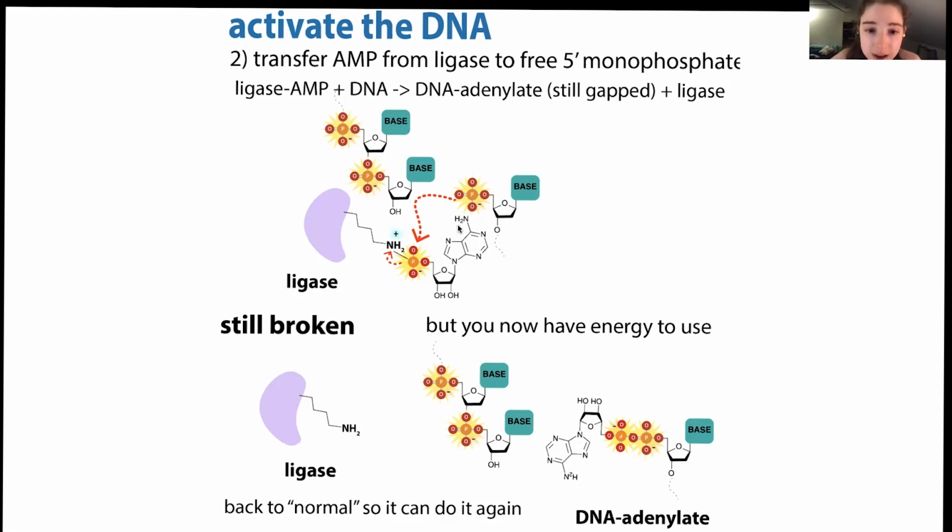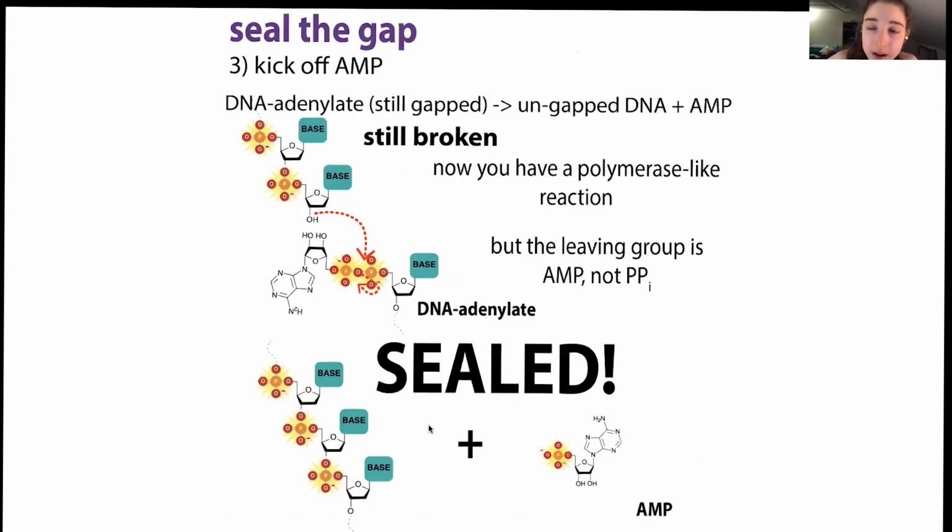And you can do this by having this oxygen attached to here and kick off this, so free the lysine back to how it was. And now you have this attached in this DNA adenylate form. Your chain is still broken, but you have energy to use because now you have something good to kick off. And this ligase is reset, but that's not all it has to do, because now we need to kick off the AMP.